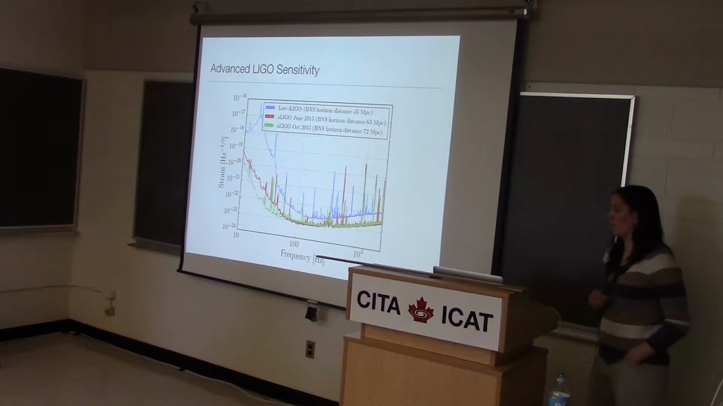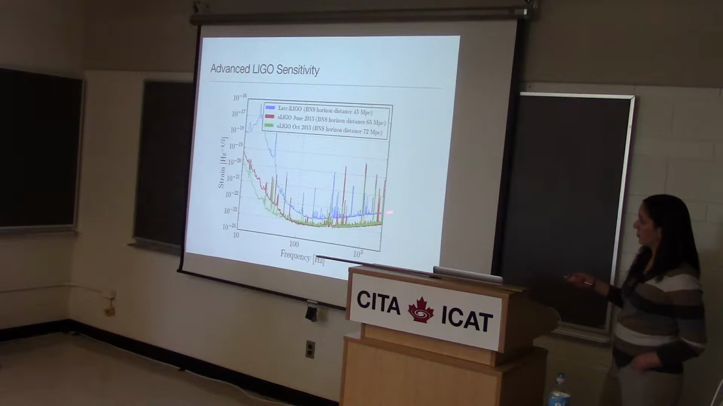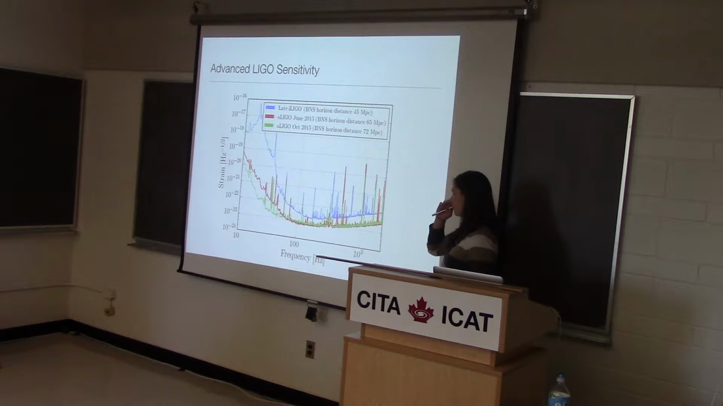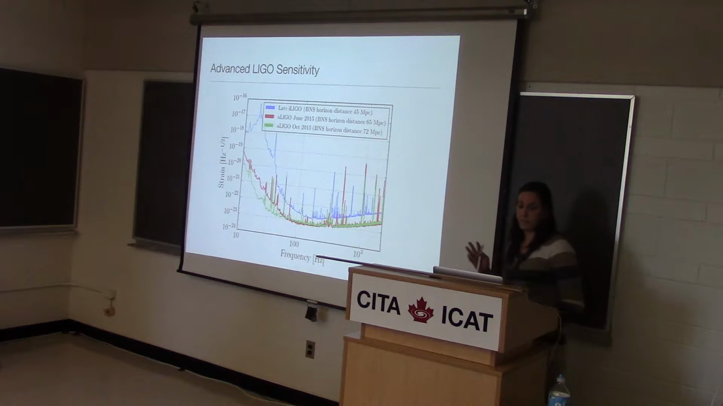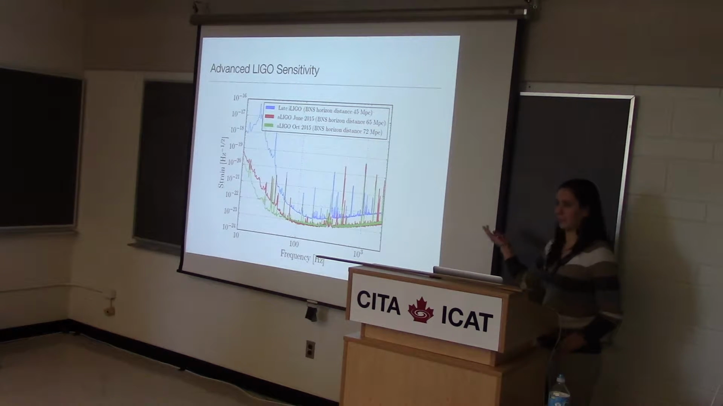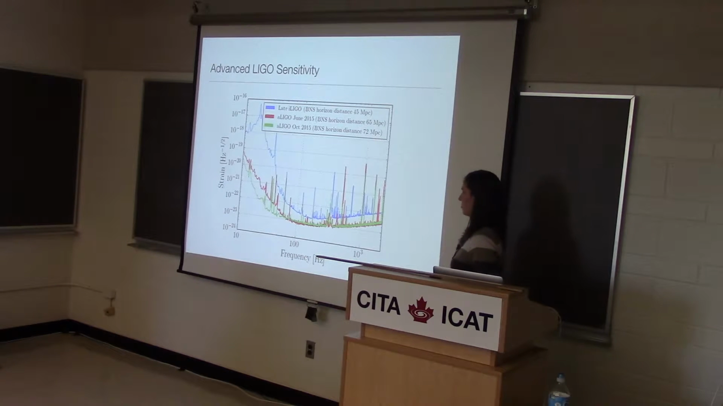So the question I'm going to talk about today is how on earth did we get to this type of information about the strain per root hertz, or the noise level of our data, from what the actual output of the LIGO detectors is, which is not strain. Our photodiodes don't give us strain.